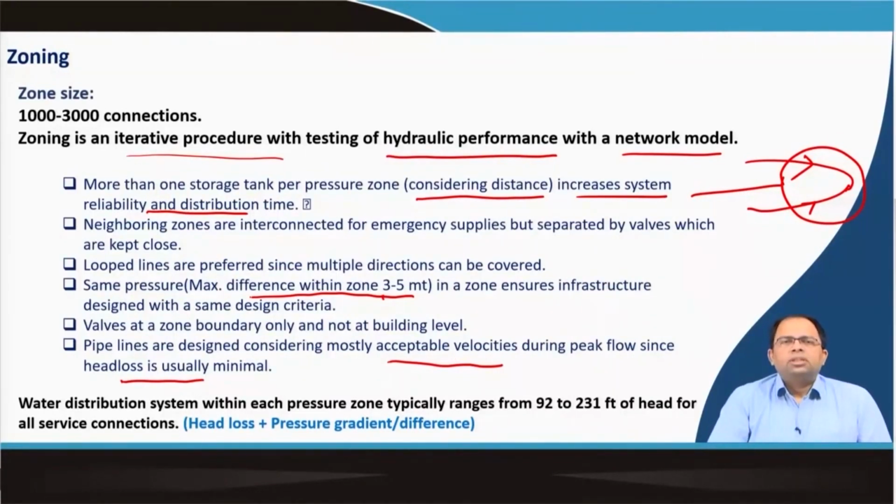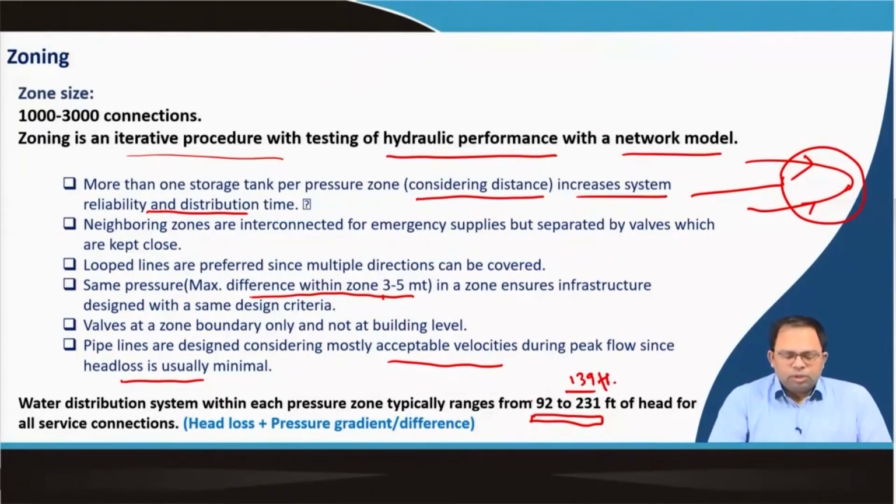And in water distribution, overall we see that for each pressure zone, the total head that we have to take care of ranges from 92 to 231 feet. So, roughly around I think 139 feet. So, 139 feet is the range of pressure that is provided to a particular zone. Of course, we will try to be within that particular range, because if we go beyond that, then there are other issues involved. So, head loss plus pressure gradient difference together is this 139 feet.